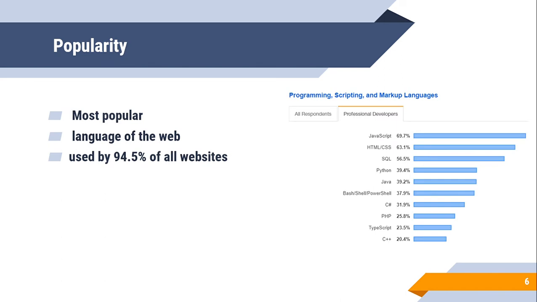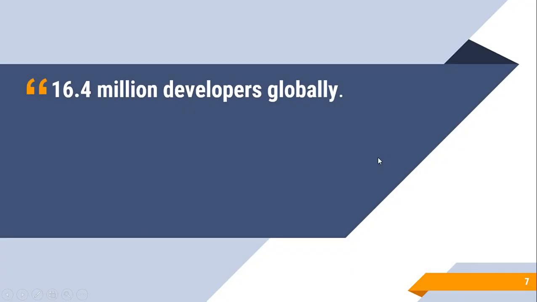Popularity. JavaScript is used everywhere on the web, and it is the most popular programming language in the world. The front-end user interface is all JavaScript. It is currently used by 94.5% of all websites. In the graph, we see the top list of programming languages. JavaScript is now used by more than 16.4 million developers globally.